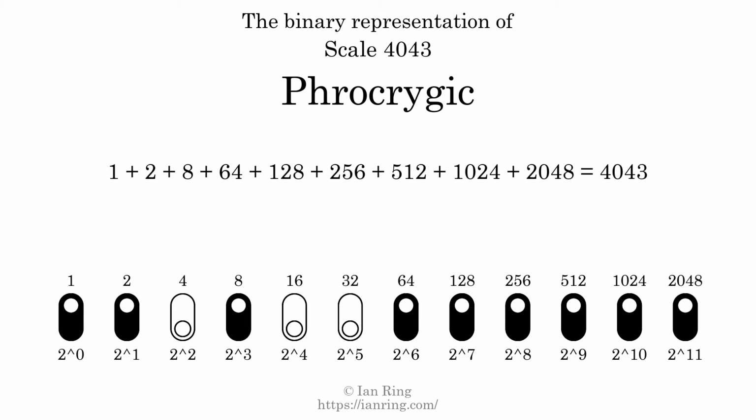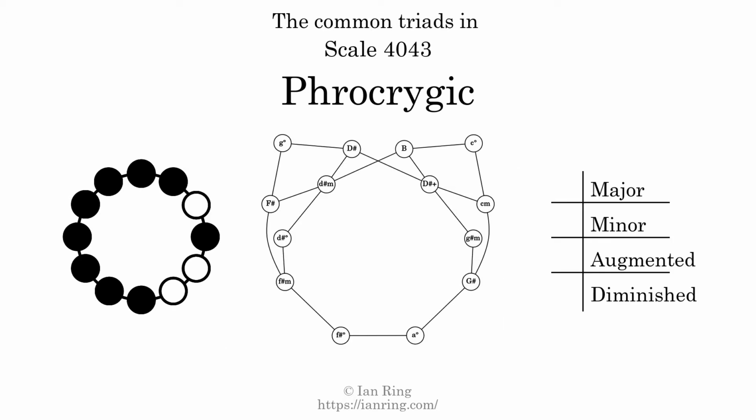The scale number not only enumerates the scale with a unique index, but it also literally describes the tonal content of the scale. Represented as a binary number in base 2, the scale number is 111111001011. Here are the common triads present in this scale. The diagram in the center is a graph of parsimonious voice leading between triads.